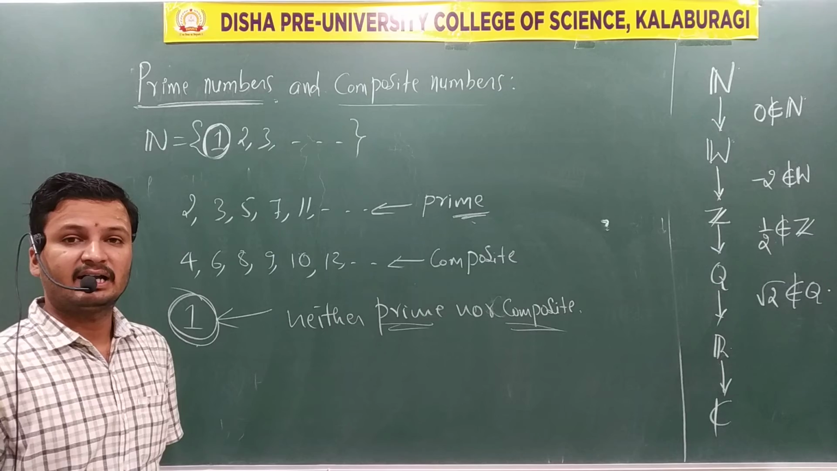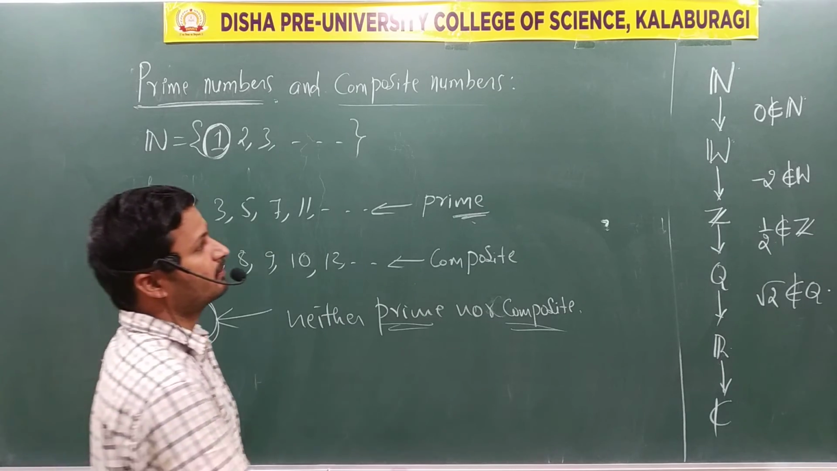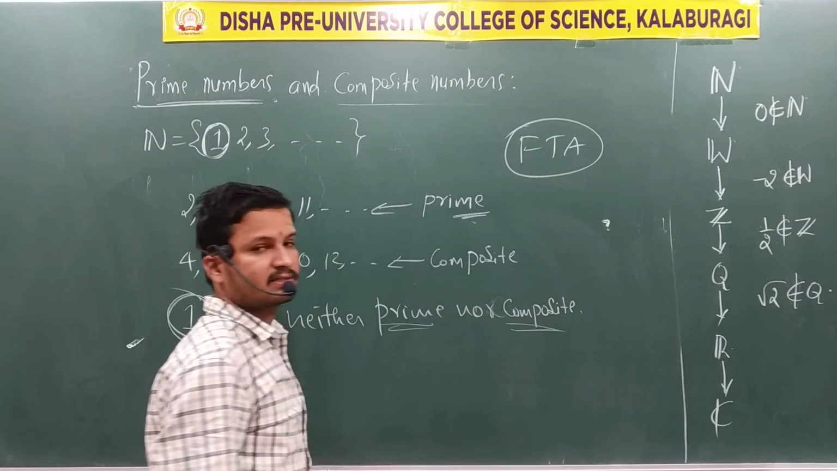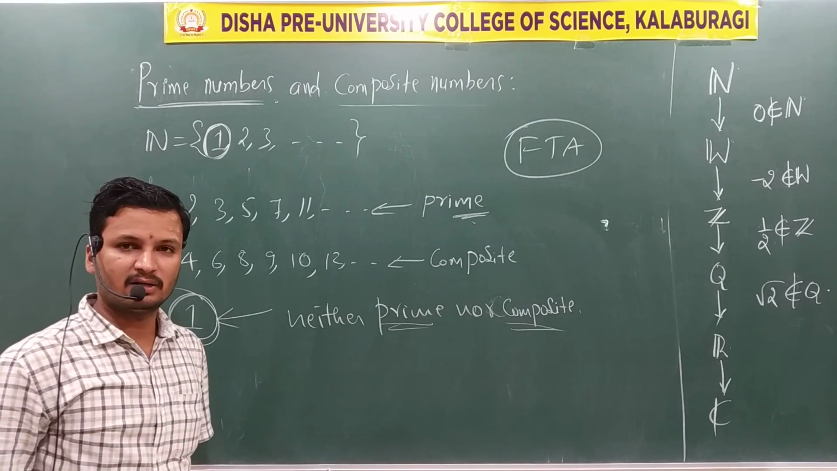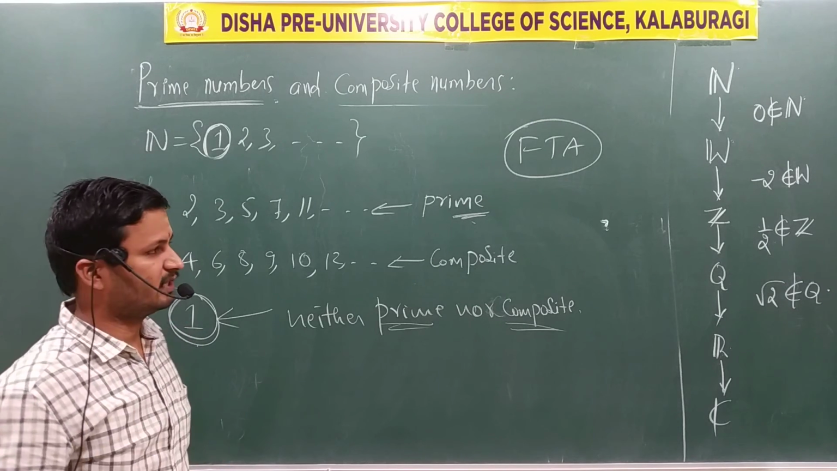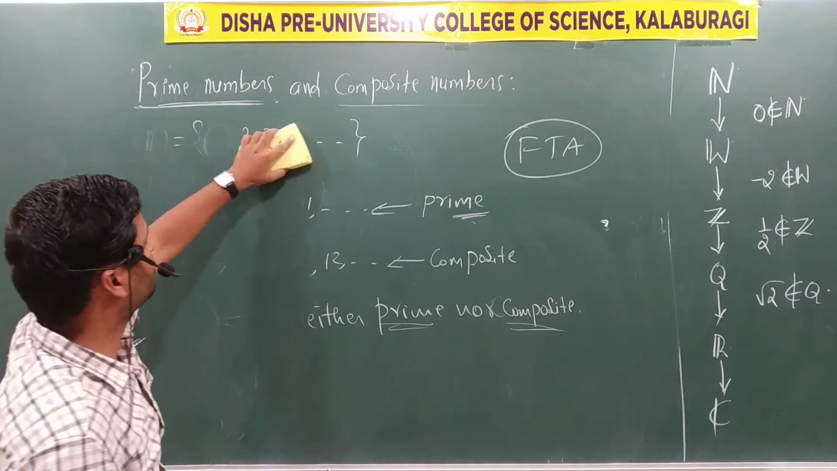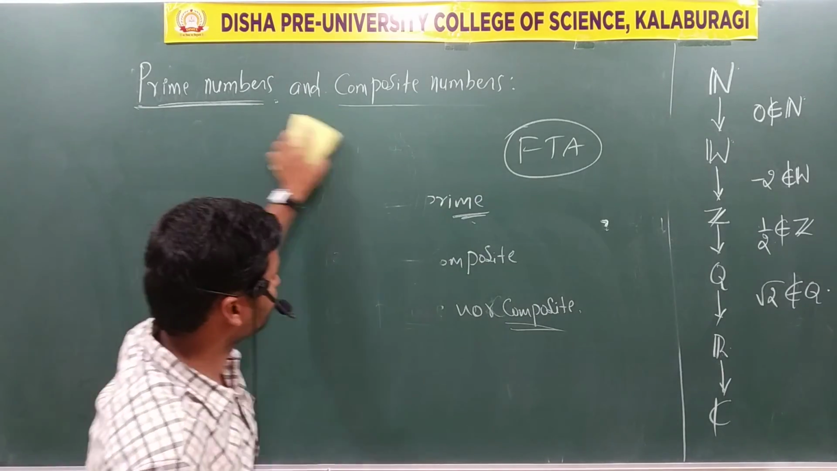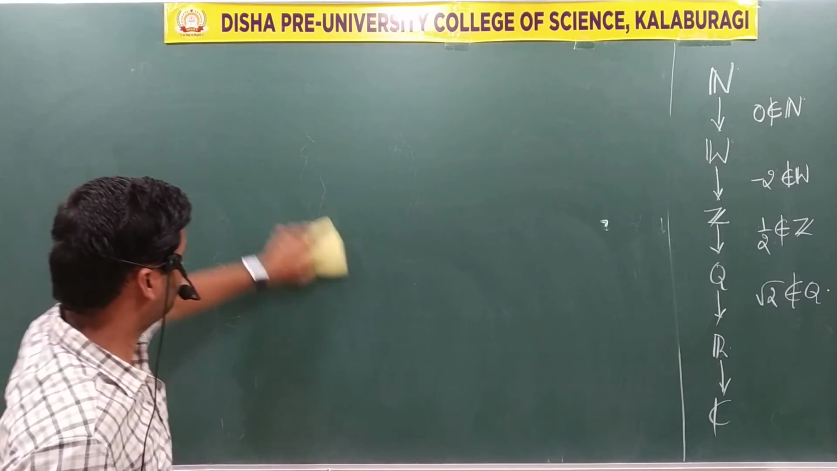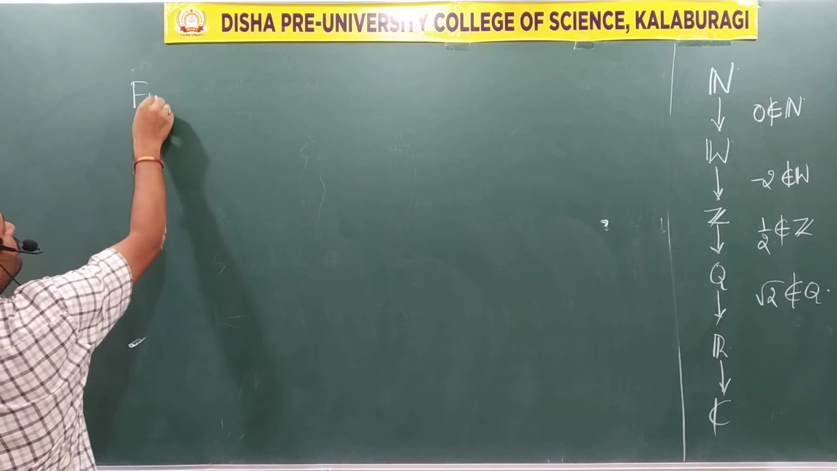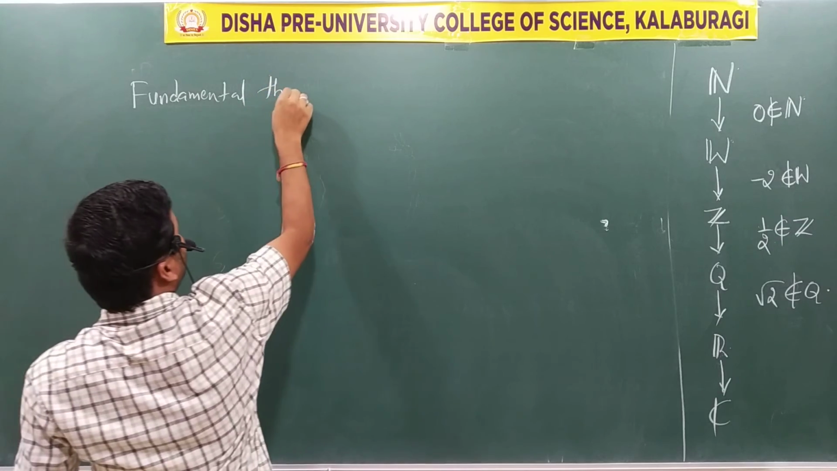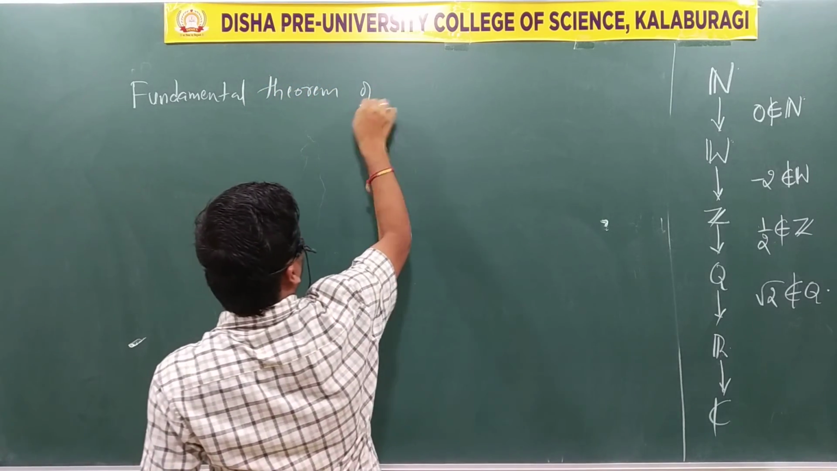there is a theorem, the fundamental theorem of arithmetic, that is FTA. What it actually says is that any natural number can be expressed as a product of prime powers in a unique way. Okay, this fundamental theorem of arithmetic is very important.